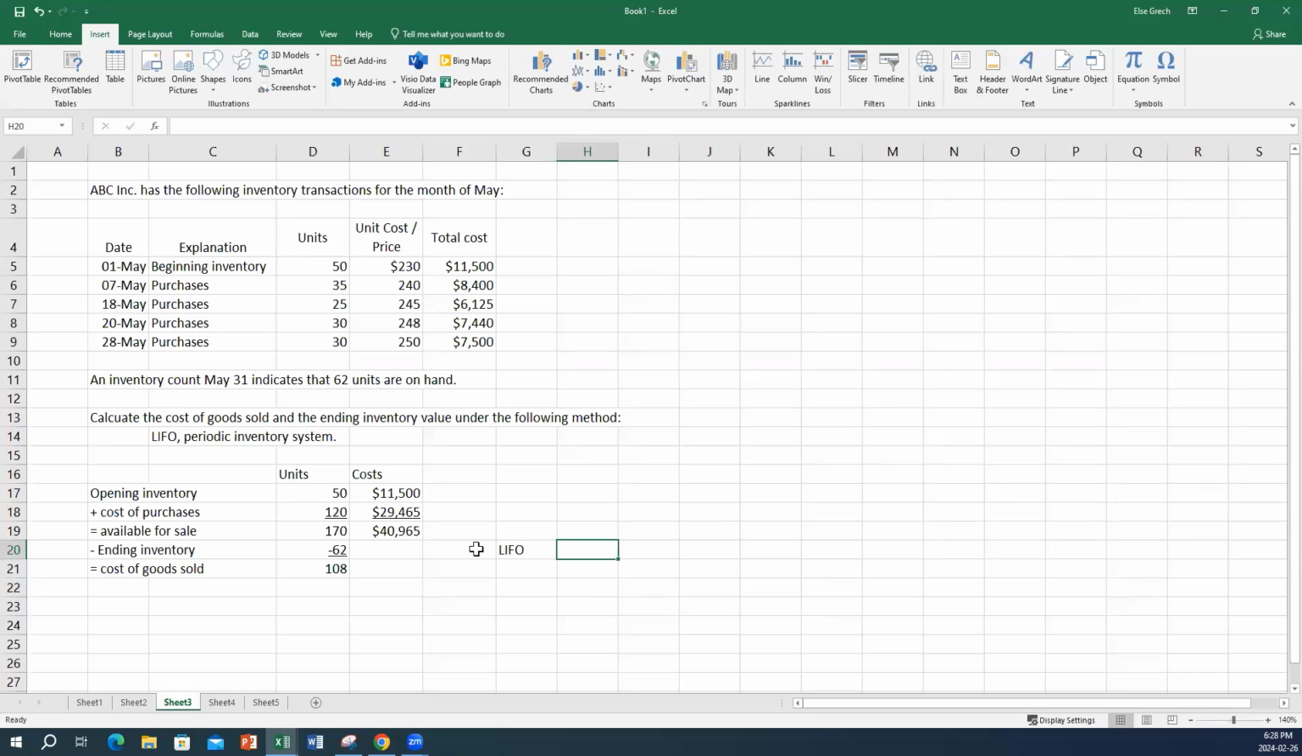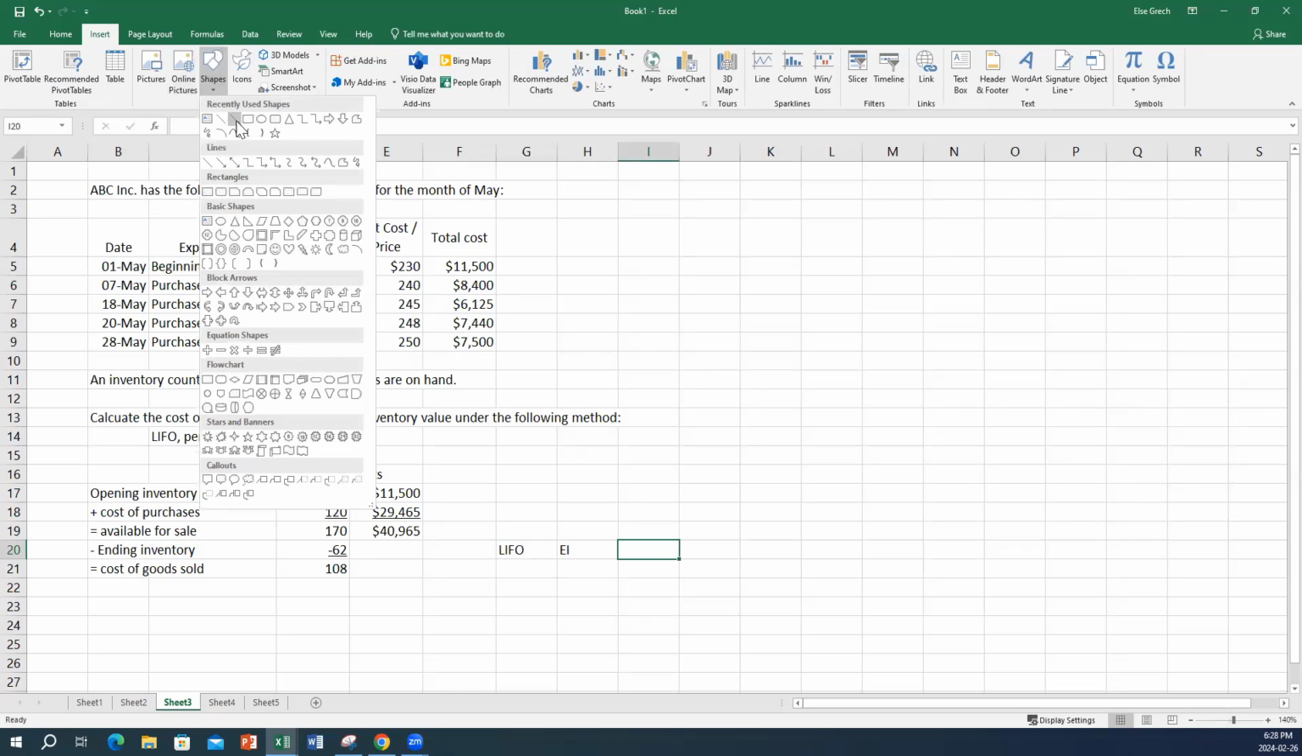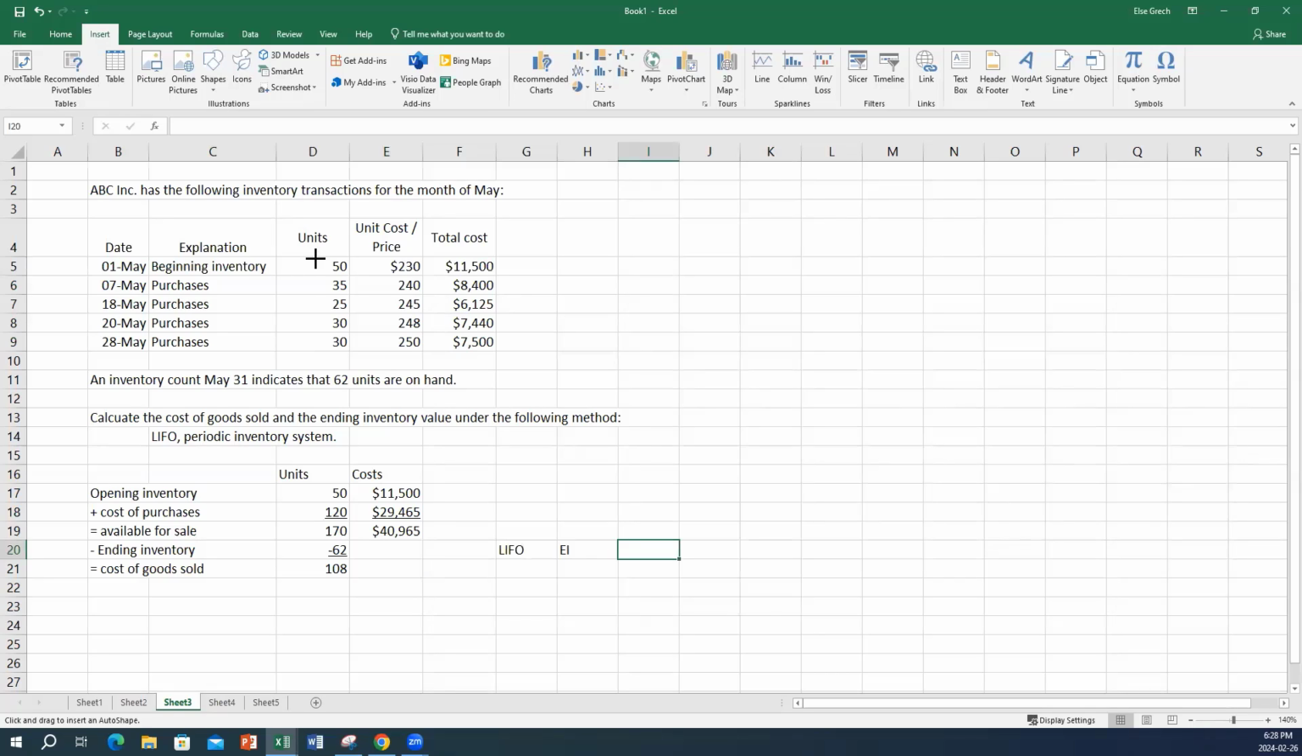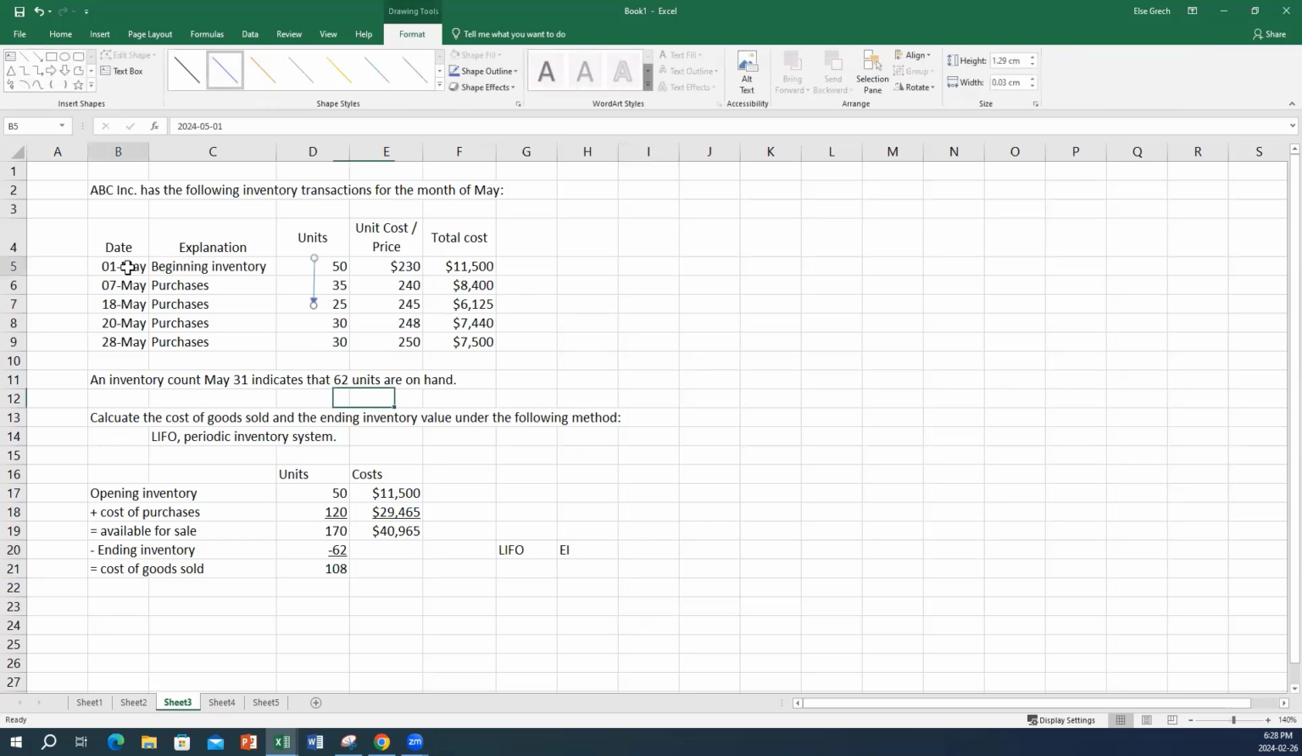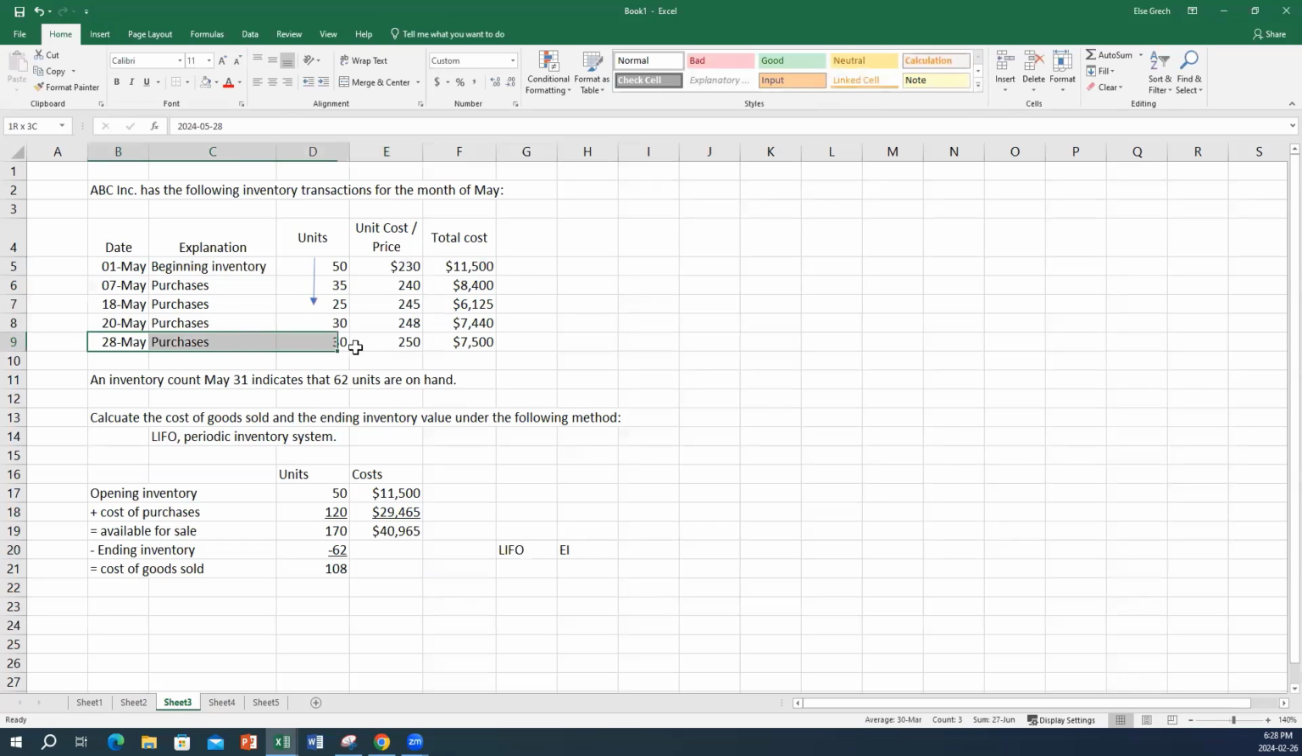Remember, last in, first out. So the items that were last in are the first to go out to the customers. The items that were sitting at the beginning of the period are the ones that are still sitting on the shelf. So if I am calculating the ending inventory, I have to start at the top of the chart. Just going to insert an arrow. I'm going to start at the top of the chart to value the ending inventory because the old stuff is sitting on the shelf. The new stuff is already gone to the customer. So if I'm valuing ending inventory, I start at the top of the chart.